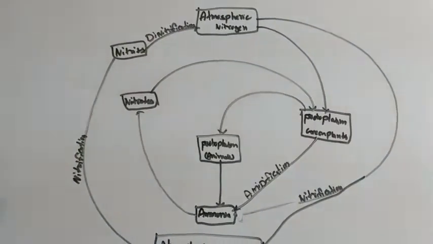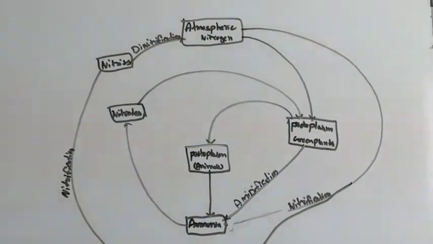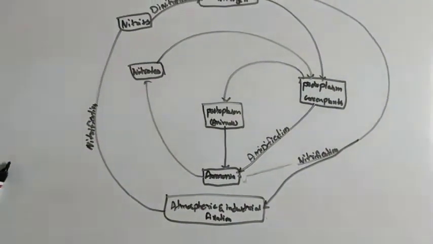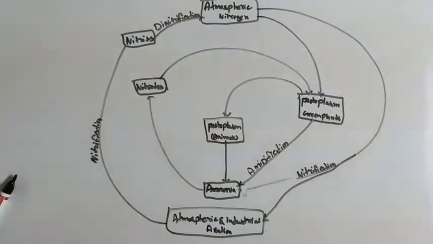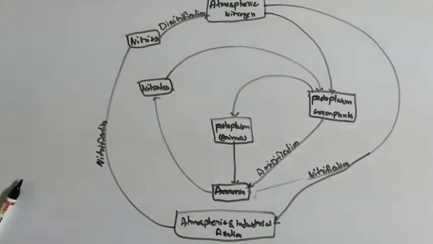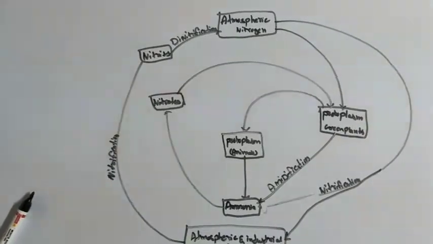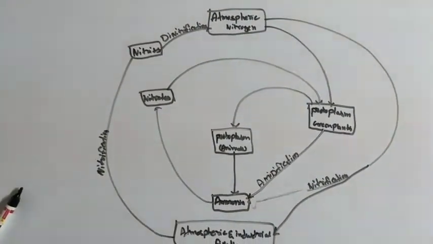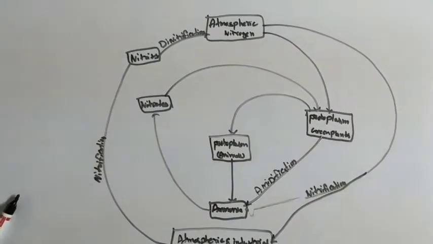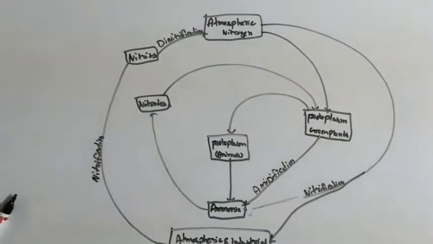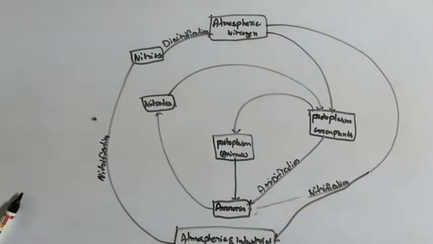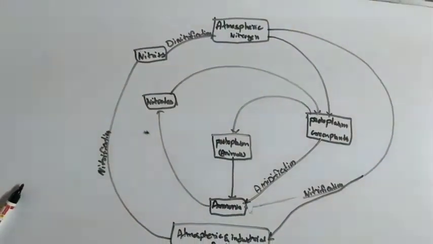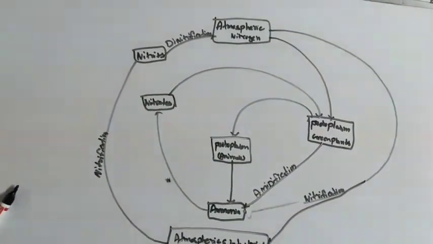Now atmospheric nitrogen may be fixed by atmospheric and industrial fixation. Then by the process of nitrification, it will be converted into nitrites. Nitrites, by the process of denitrification, will be converted into gaseous nitrogen, and it will be given back into the atmosphere. Okay, this is the nitrogen cycle.